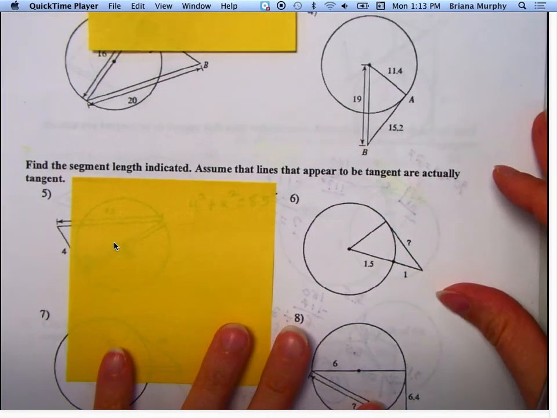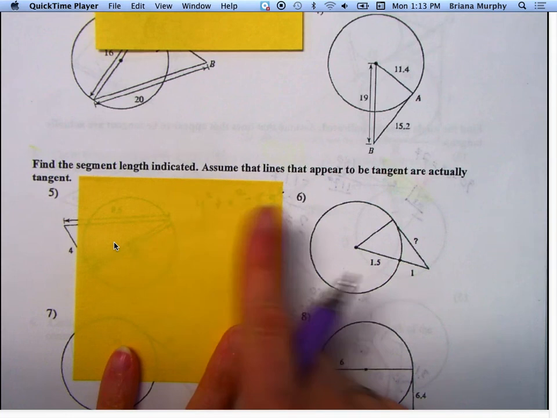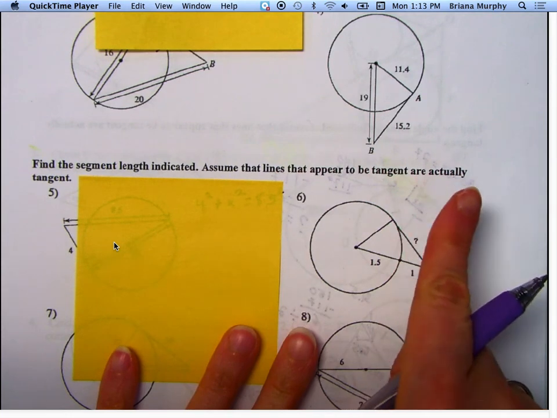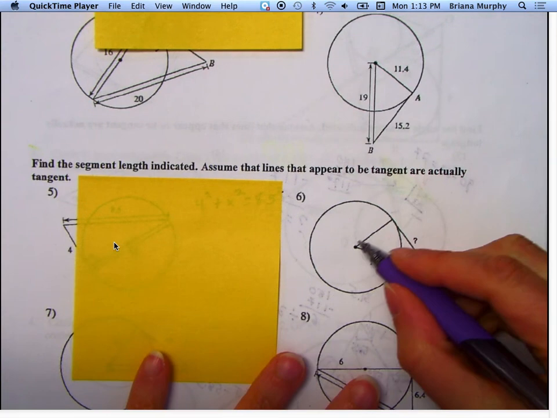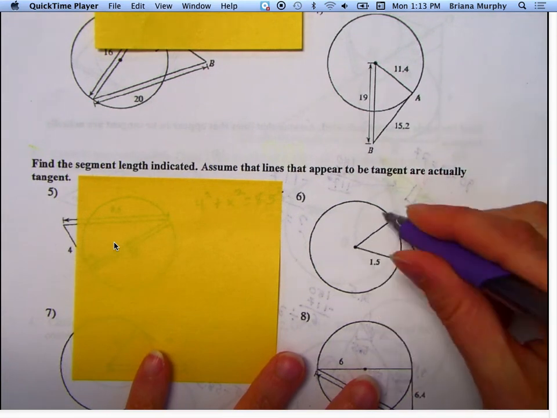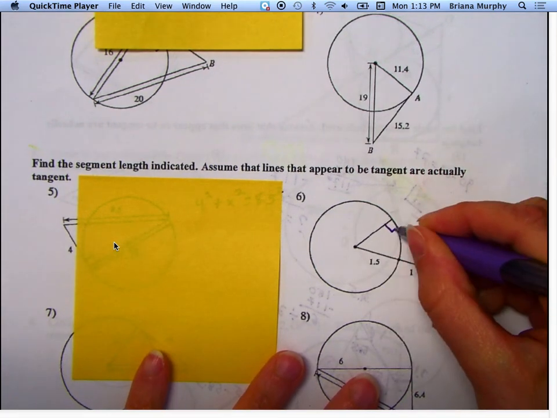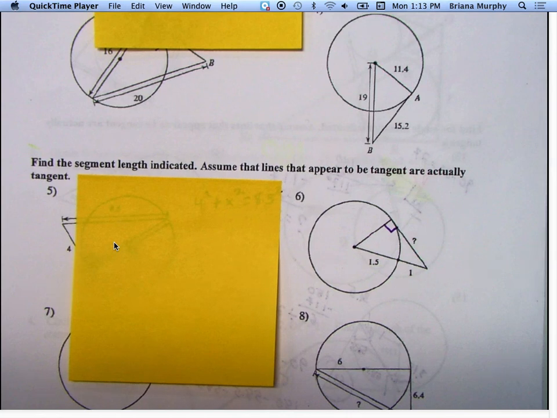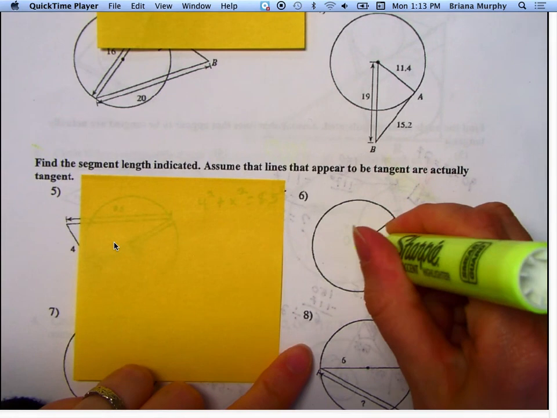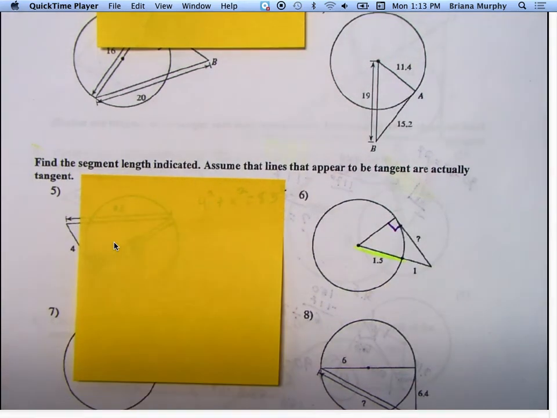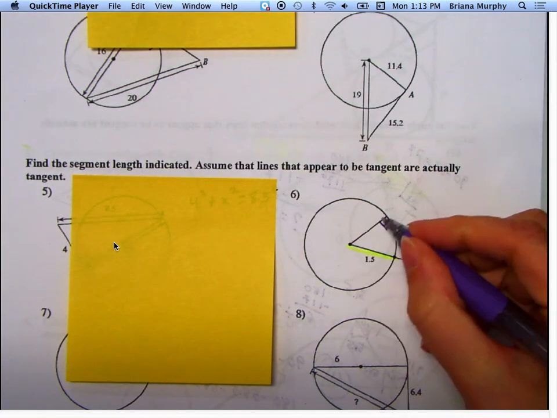Now let's read the directions here. This says, find the segment length indicated, assuming that the lines that appear to be tangent are tangent. So this is a radius. This is a tangent line. They must meet at 90 degrees. Do we agree that right here, 1.5, that's a radius? Are any of our other lines radii? Oh yeah, this one. That's a radius. That's 1.5.